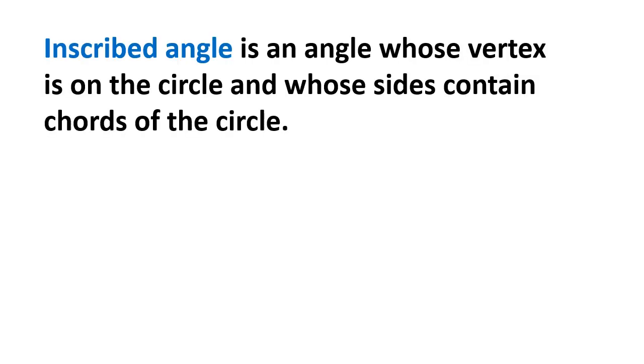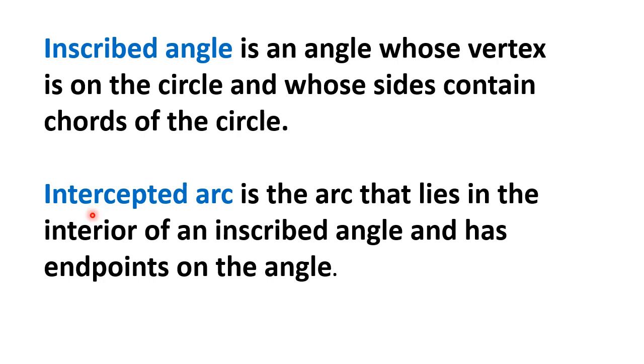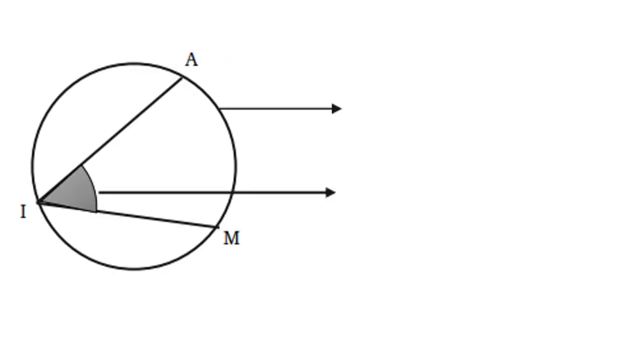Before we go on with the theorems on inscribed angles, let us first understand the inscribed angle. An inscribed angle is an angle whose vertex is on the circle and whose sides contain chords of the circle. Next, the intercepted arc. An intercepted arc is the arc that lies in the interior of an inscribed angle and has endpoints on the angle.